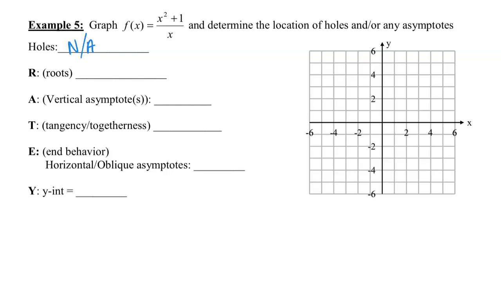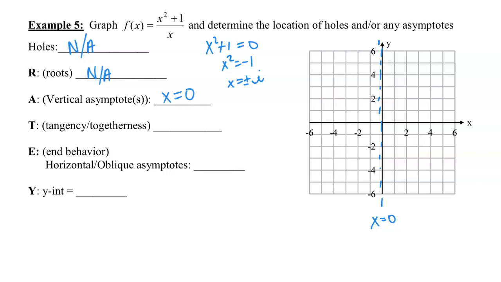Roots come from when the numerator is equal to 0. If you set that equal to 0, you are going to get imaginary numbers, and we don't put imaginary numbers on the graph in the real number system, and so there are no roots on this particular function. What that means is that I'm never going to cross the x-axis. Okay, vertical asymptote is when the denominator is equal to 0, and that would happen when x is equal to 0, and so here on the y-axis I'm going to have a vertical asymptote at x equals 0.